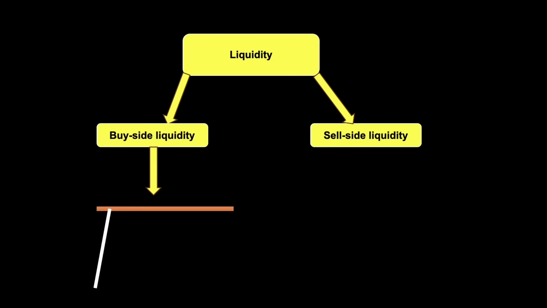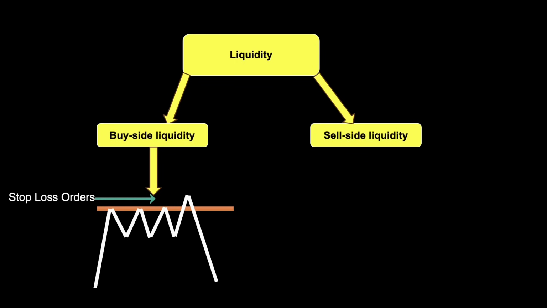Buy-side liquidity. According to Inner Circle Trader, buy-side liquidity refers to the volume of pending buy orders, also known as buy stops. When traders place sell orders, they often use buy stops as protection in case the market moves against their trade. These buy stops are typically positioned above price levels, like previous highs, weekly highs, or daily highs. These levels are considered buy-side liquidity, and market makers target these highs to convert pending orders into market orders, allowing them to push the market in the opposite direction.